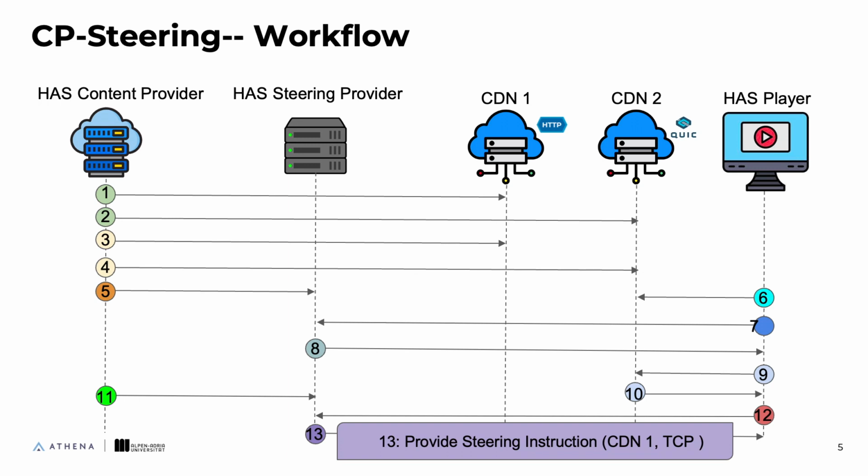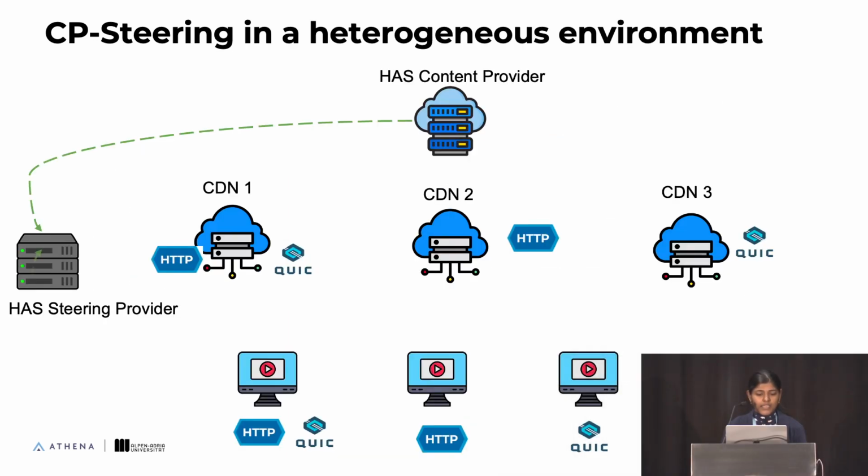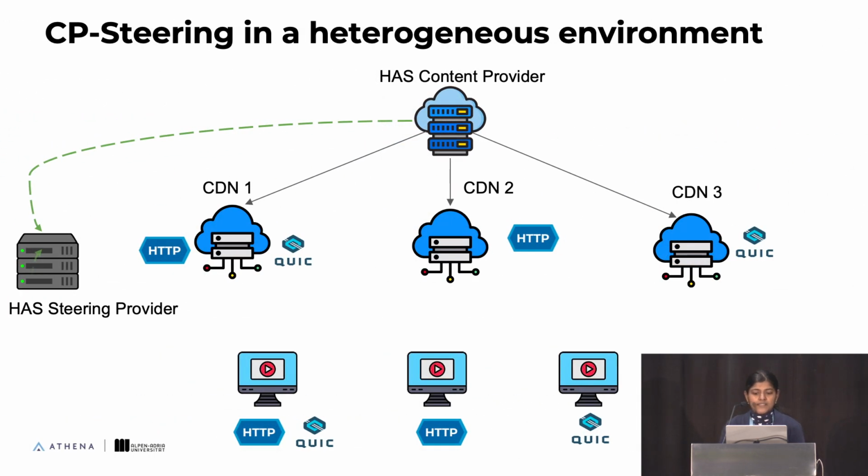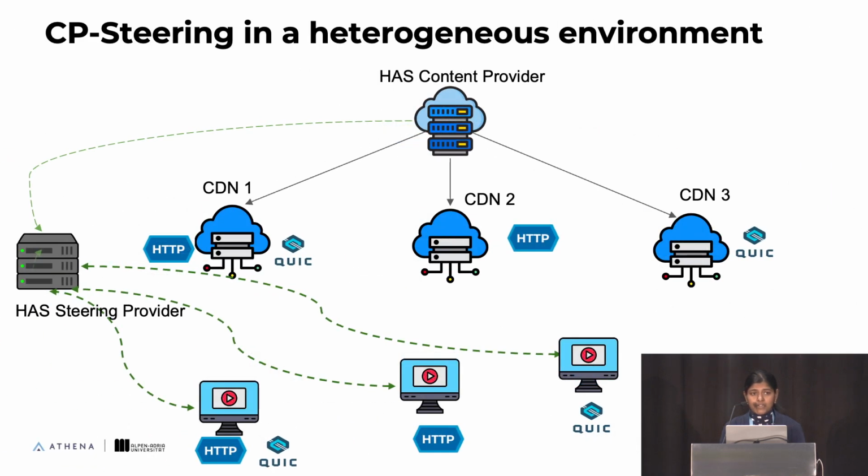Now, how does this work in different heterogeneous environments? There are 3 content delivery networks, among which CDN1 supports QUIC and TCP, CDN2 supports only TCP, and CDN3 supports QUIC. And there are different clients which have their own flavors. Client 1 supports TCP and QUIC, client 2 supports only TCP, and here HTTP means HTTP 1 or HTTP 2 over TCP, and QUIC means HTTP 3 over QUIC. And the last client supports QUIC.